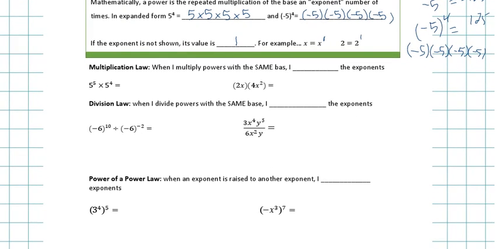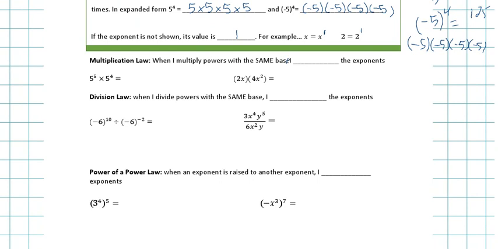Let's start with the first law, which is called the multiplication law. So when I multiply powers with the same base, this is the important part: the base has to be the same. If the base is not the same, then you can't use this law. I do what to the exponent? Plus. So if I have 5 to the power of 5 times 5 to the power of 4, I add the exponents, so that will be base 5 to the power of 9. The base stays the same.